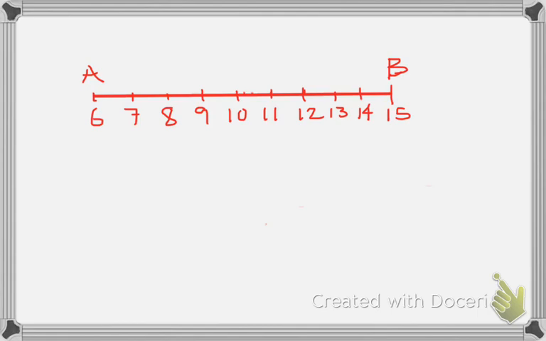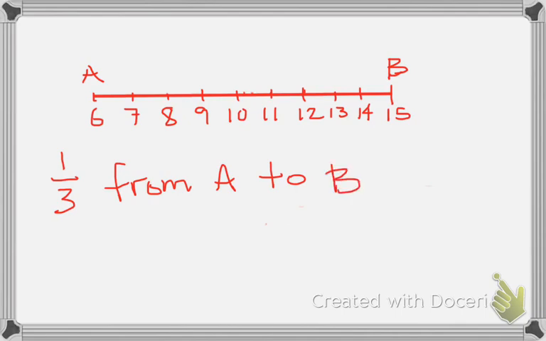Now, what if I didn't want to go halfway from point A to point B, but what if I wanted to go 1/3 of the distance from A to B? Well, let's think back about the distance from A to B. What is the measure of segment AB? If you'll recall earlier, we found that, and it was 9. And if I want to go 1/3 of that distance, then 1/3 of 9 is 3.